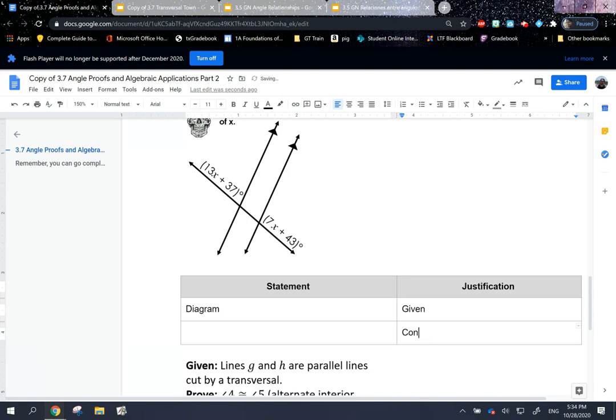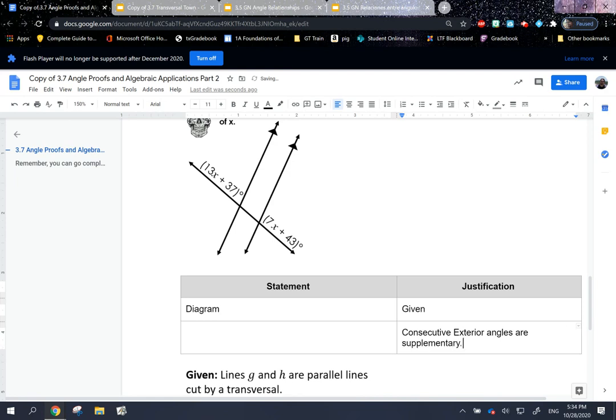So we know consecutive exterior angles are supplementary. So now the question becomes, what is my equation? How am I going to write it here since they're not equal to each other? Being congruent, they would be, but they are not in this case. So remember that two angles that are supplementary add up to 180 degrees.